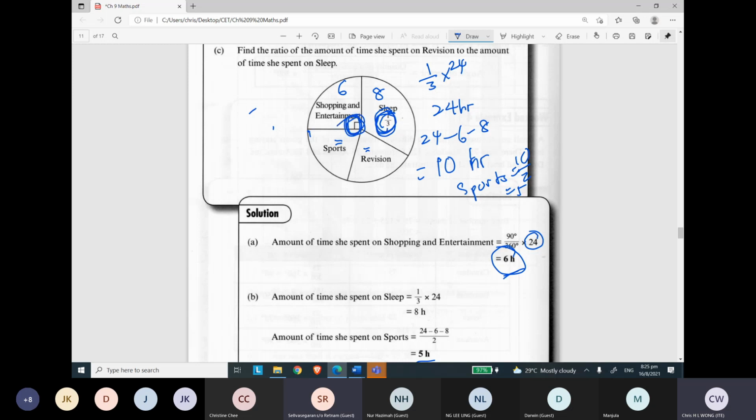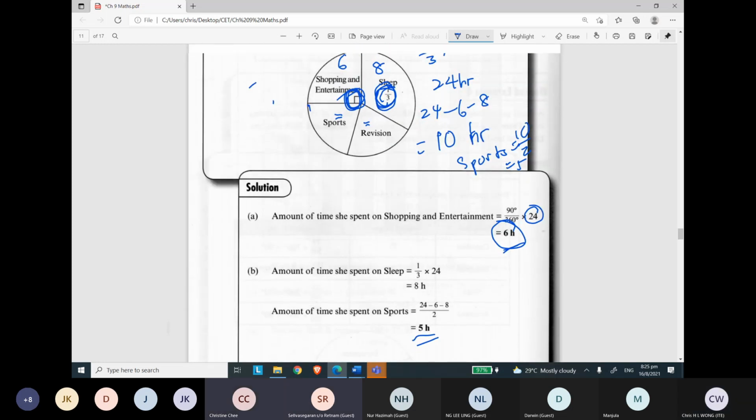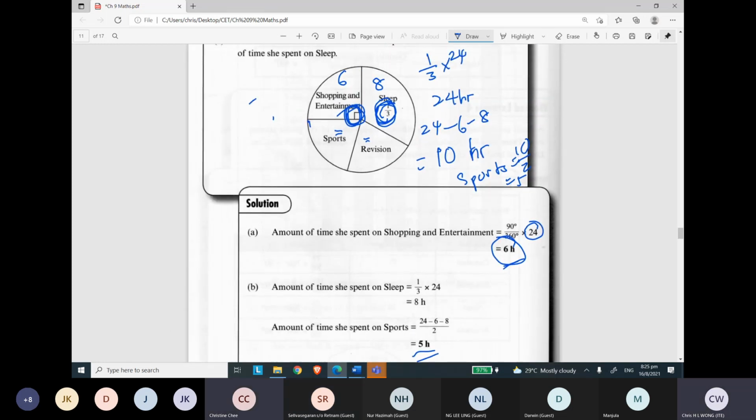The 90 degree and the 1/3. So Mr. Wong, I shouldn't look at 90 degree? Oh, you have to this time, because for this particular question they tell you that you're supposed to calculate how many hours. But you look at the diagram and there's nothing there, but they give you a clue. What's the clue, Christine? The clue is 90 degree.